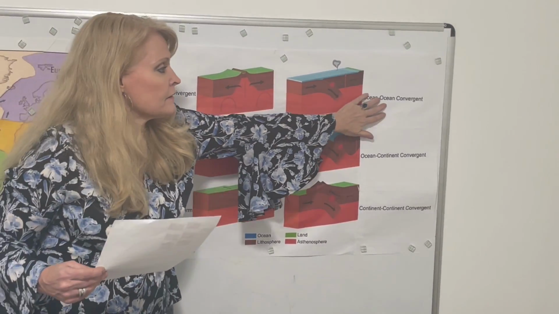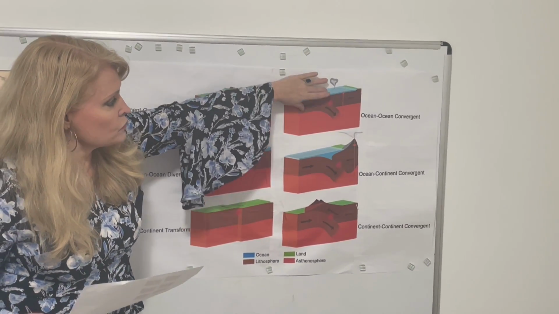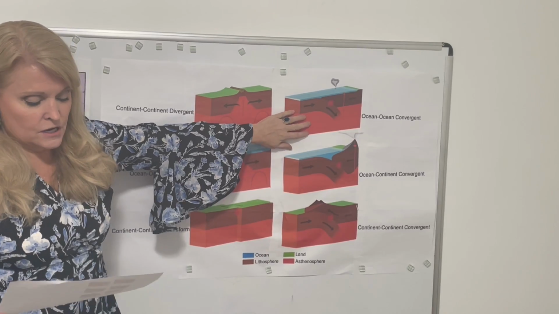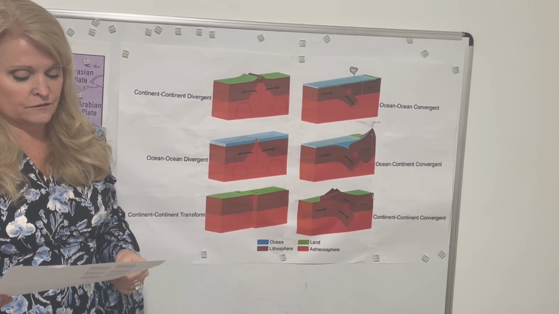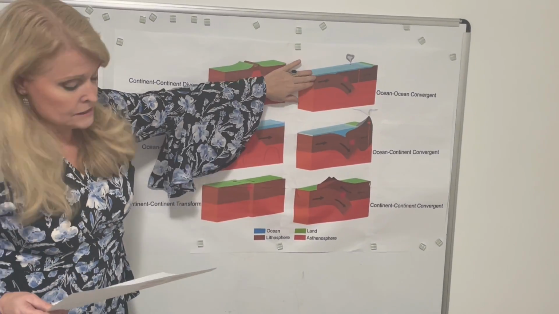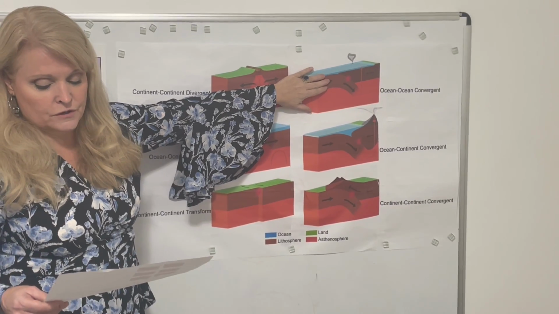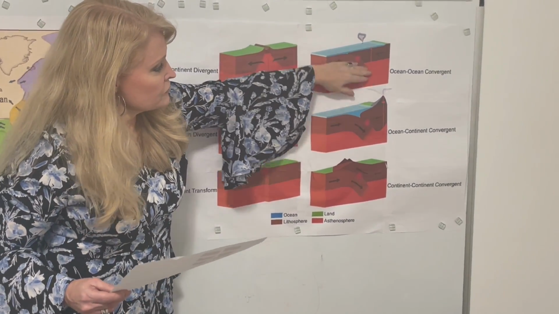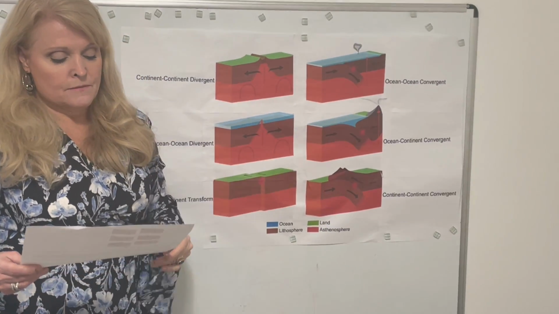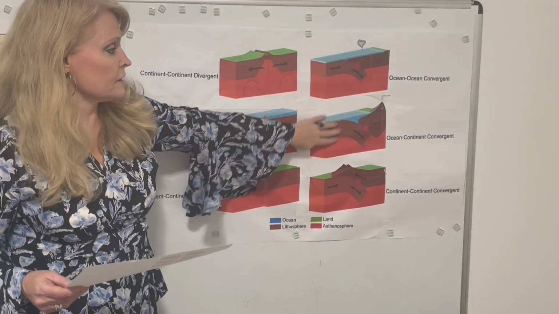Now let's start talking about convergence, when they're pushing together. This is when two ocean plates push together. In ocean-ocean convergence, two oceanic plates converge or collide. The denser plate subducts into the asthenosphere below the convergent zone and forms a trench. So right here it goes under and forms a trench. An example of this is the Mariana Trench, which is the deepest part of the ocean.